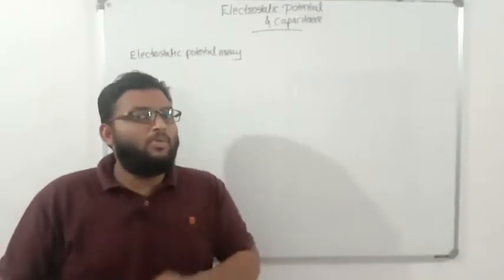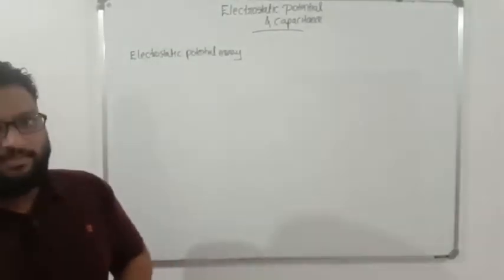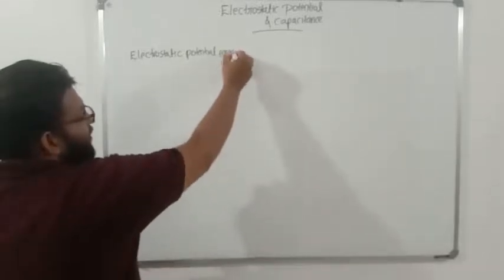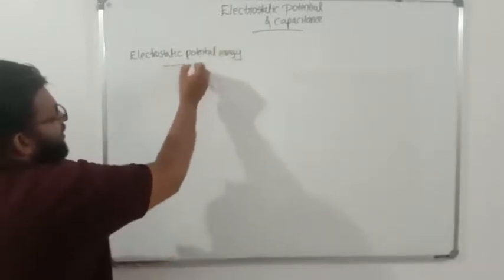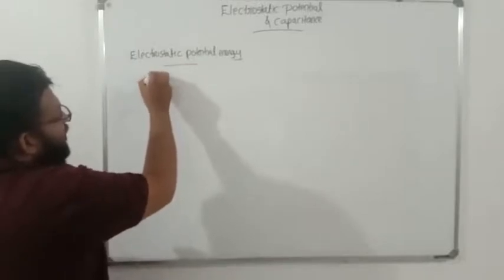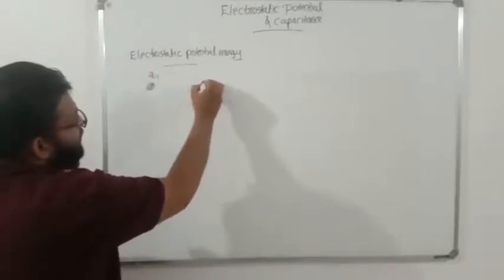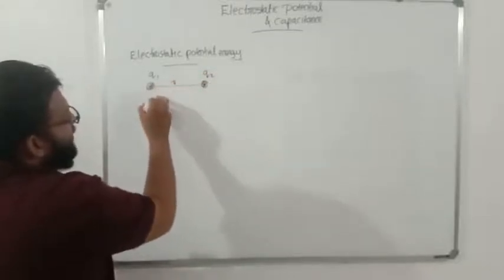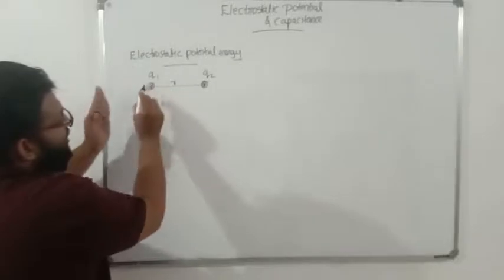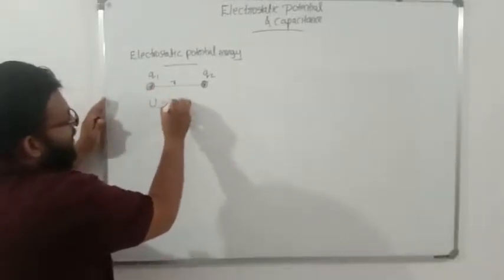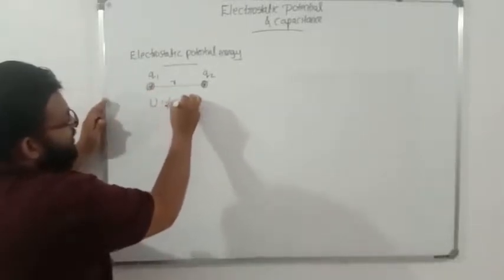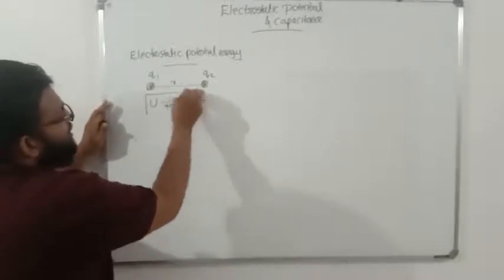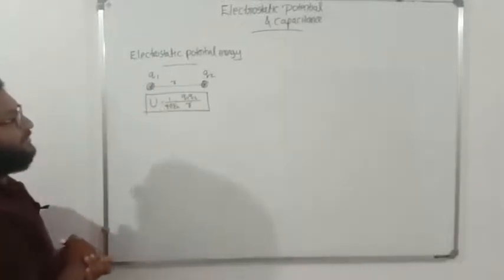Now we have to know what is electrostatic potential energy. We will go to the idea of electrostatic potential energy. Suppose we have two charges, Q1 and Q2, separated by a distance r. Then the mutual potential energy between them is given by 1 by 4 pi epsilon 0 Q1 Q2 by r. This we call potential energy.